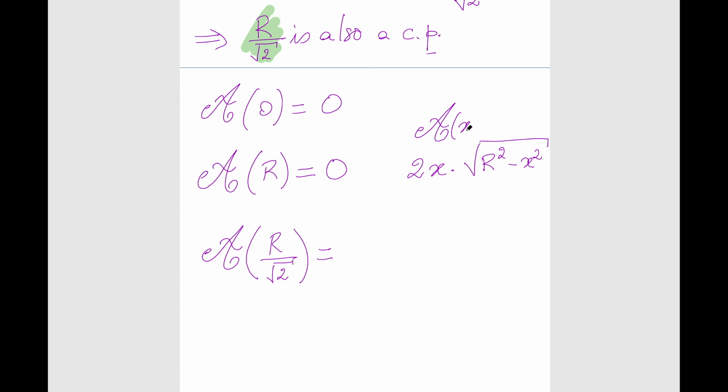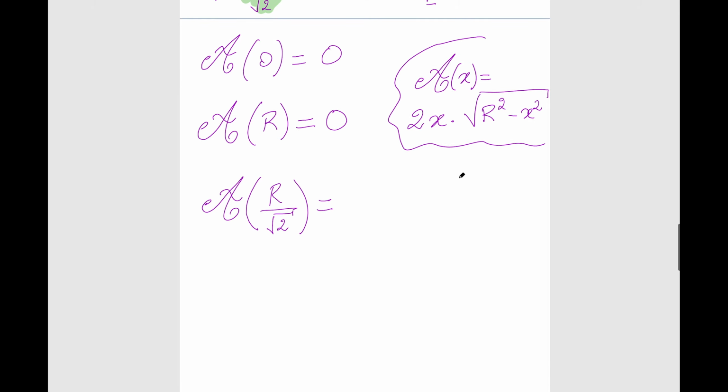So that's a of x. I just copied it so I don't have to scroll up and plug in r over square root of 2 back and forth. All right, so I'm plugging in here, instead of x, r over square root of 2. And what do I get? 2 times r over square root of 2 times the square root of r squared minus x squared, right? And what's x, my input? r over square root of 2. So I get this.